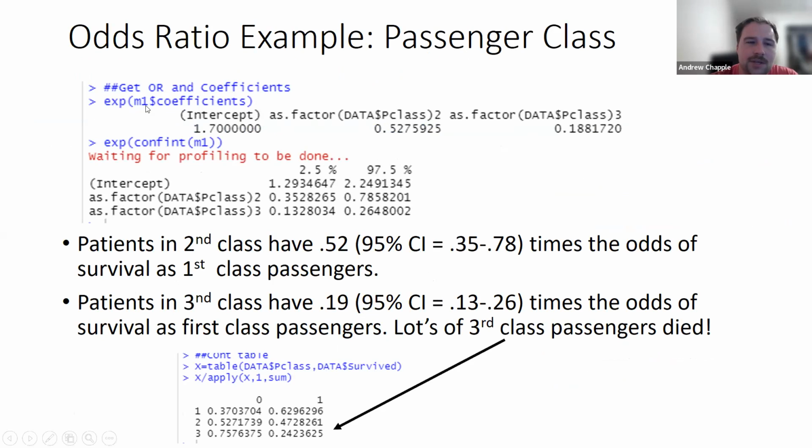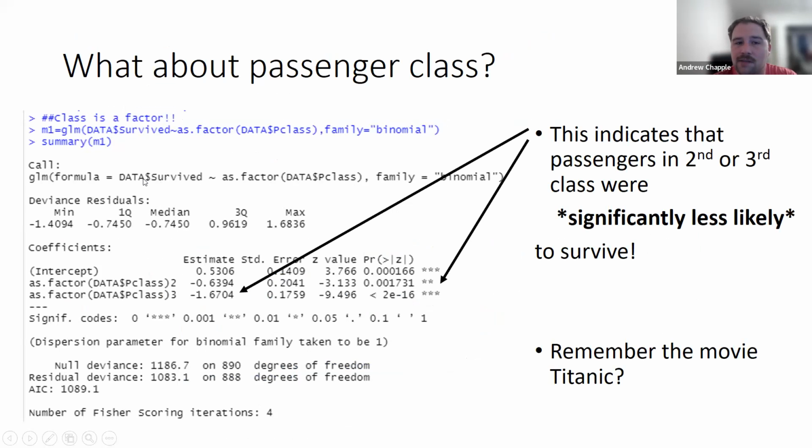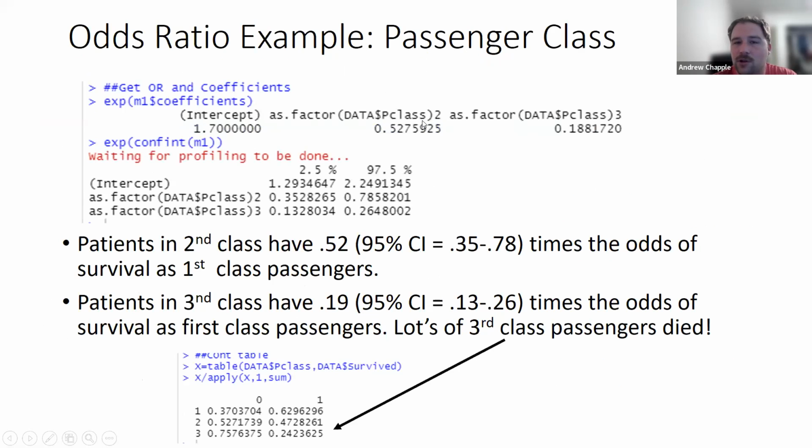So if I want to do an odds ratio again, I'll take the exponent of the M1 coefficients. This will give me my odds ratio. The interpretation here is a little different without continuous variables. What this is saying is, given you're in class 2 versus class 1, your odds of survival—we're trying to predict survival, the data is survive—your odds of survival in class 2 are about 50% of those of being in class 1. And the 95% confidence interval is 0.35 to 0.78.